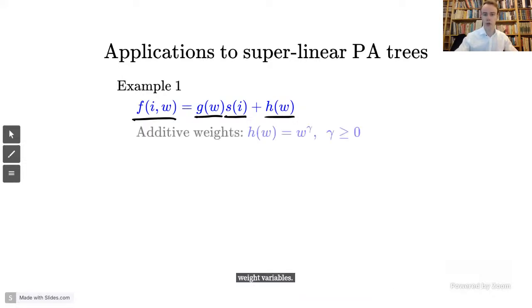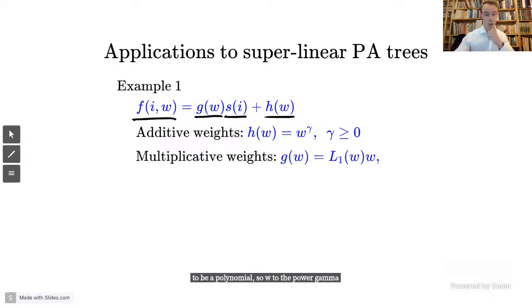And so we'll choose for this function h to be a polynomial, so w to the power gamma. We'll choose g to just be a linear function times a slowly varying function, L1. If you do not know or can't remember what a slowly varying function is, just forget it exists.